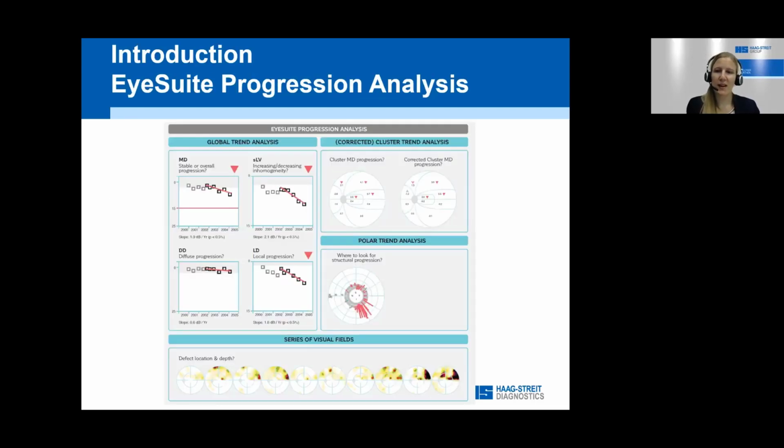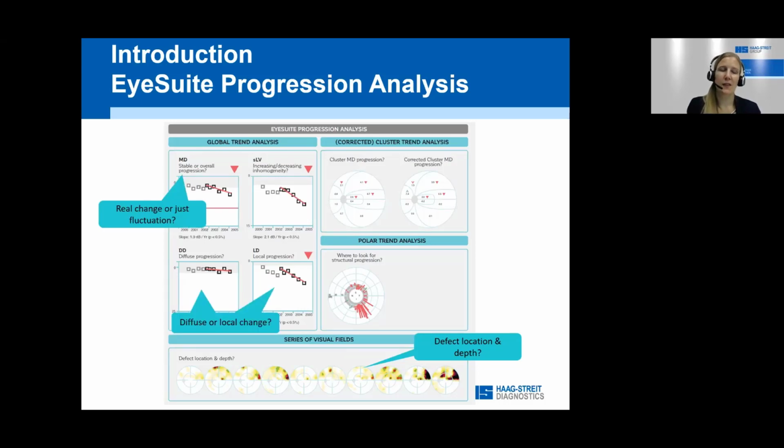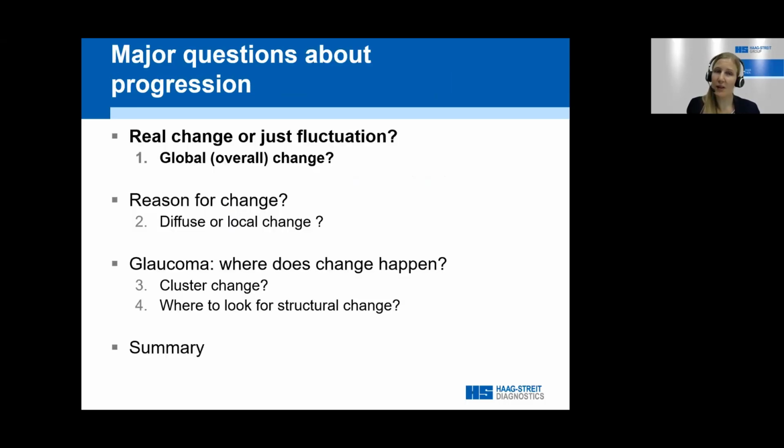So that's why we have introduced this large suite of tools, the iSuite progression analysis, that looks at defect location and depth, overall change or just fluctuation, distinguishes between diffuse and local change, looks at cluster change, and also answers where to look for structural change. So let's get started. Is this really changing or just fluctuation? How do we know?